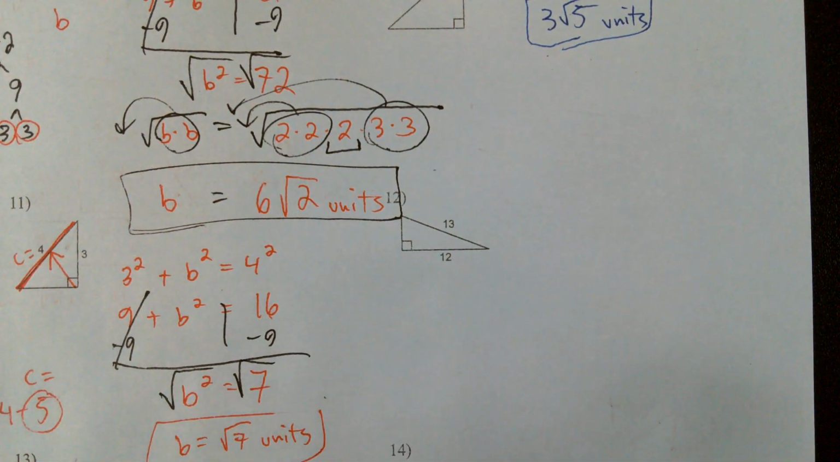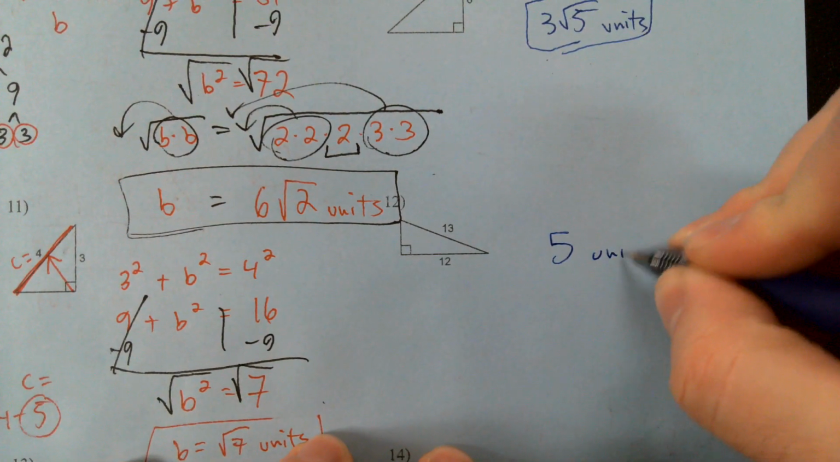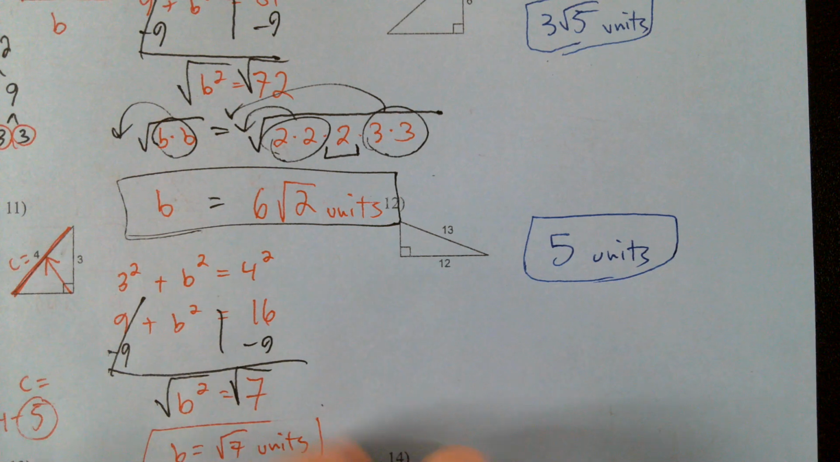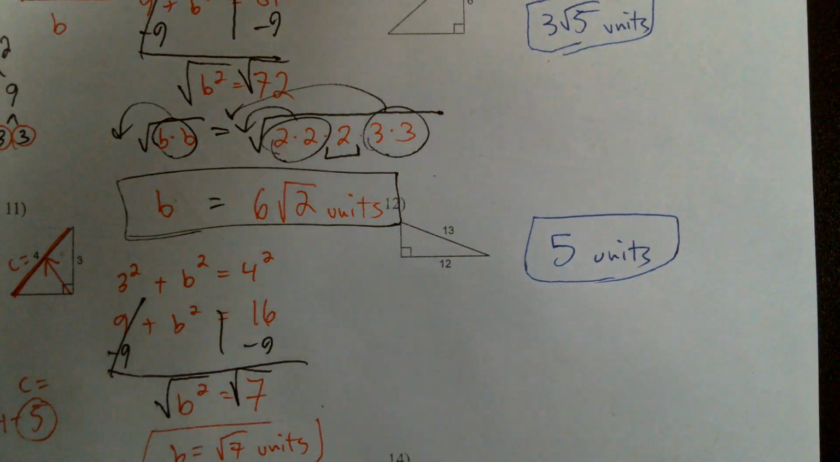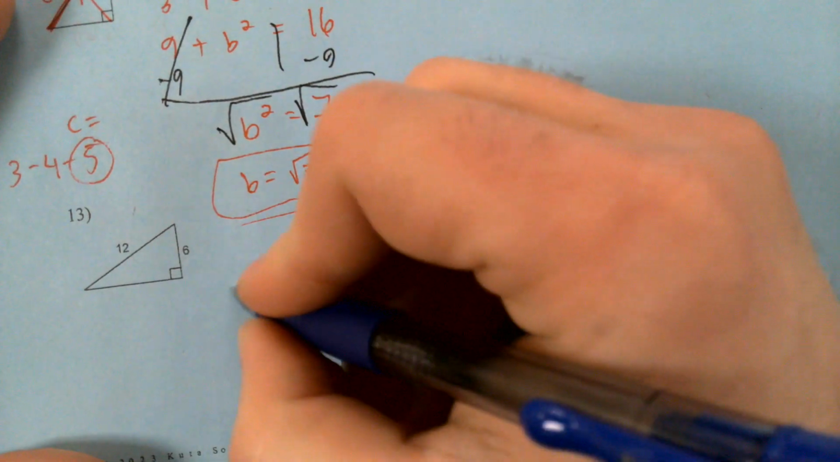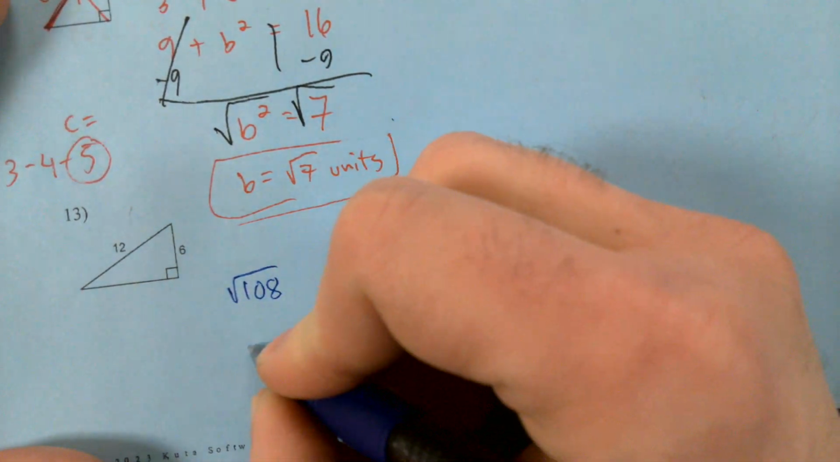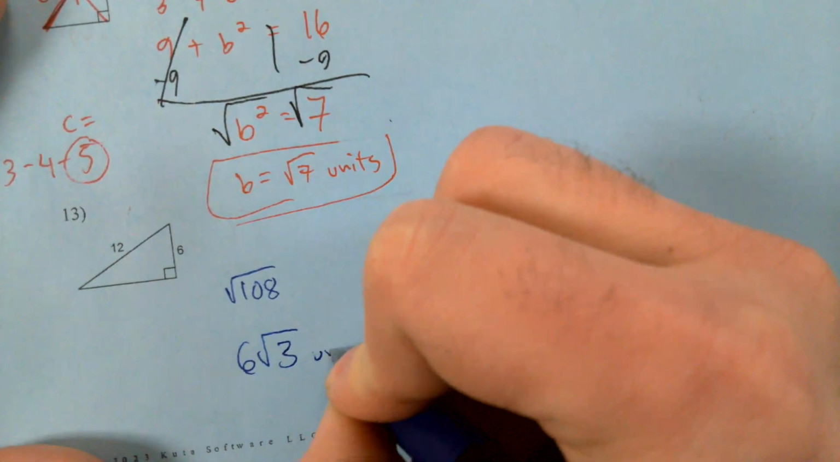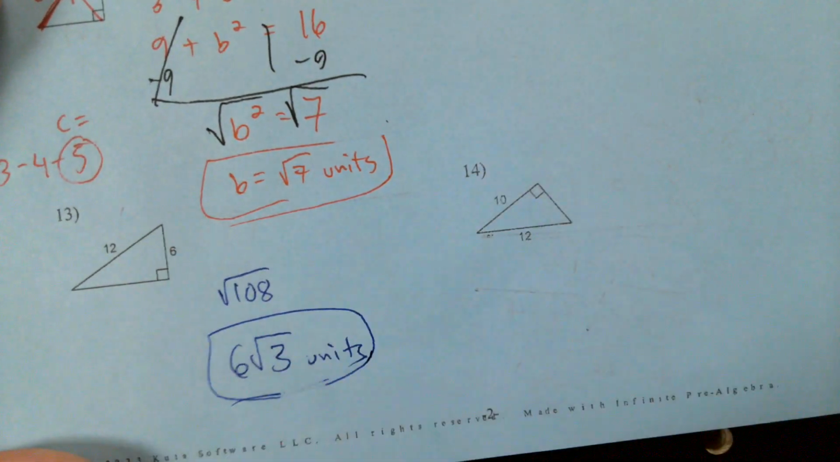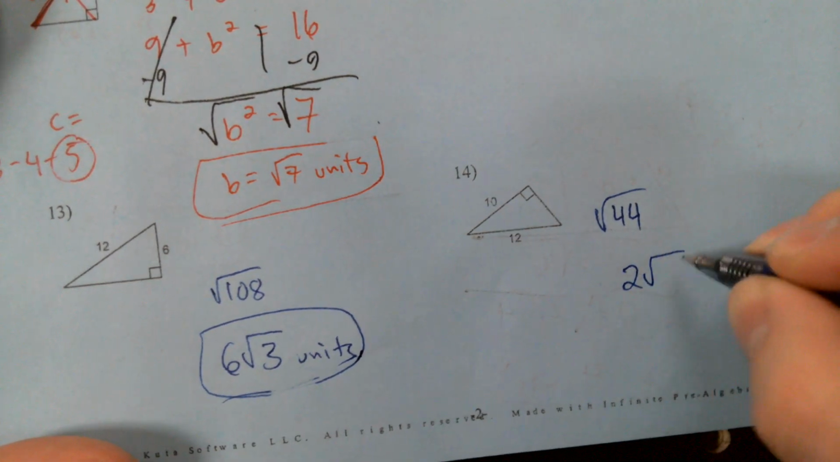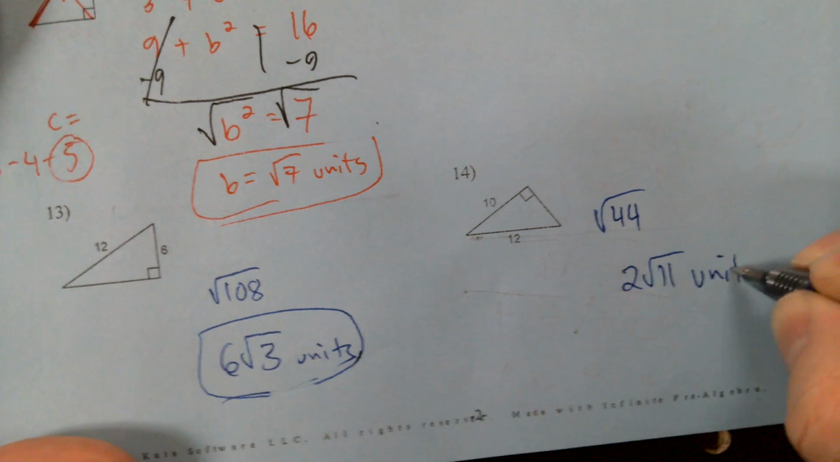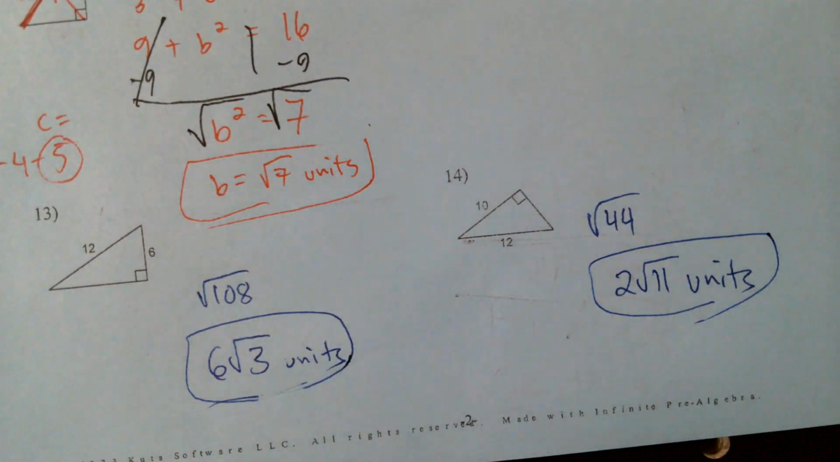Number 12 is a nice even answer. We just got 5 units. Right, 169 minus 144 gives us 5. Well, it gives us 25. And then when we take the square root, we get 5. Number 13, we're looking for root 108, which when simplified is 6 root 3 units. And number 14, we got root 44, which simplifies to 2 root 11 units.